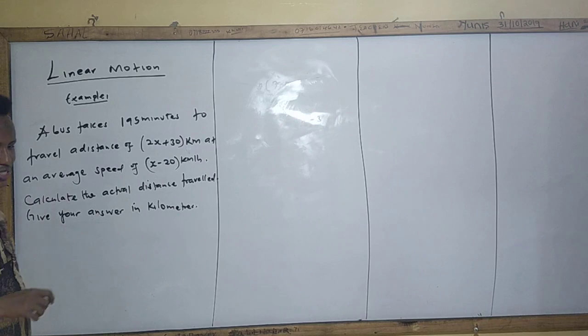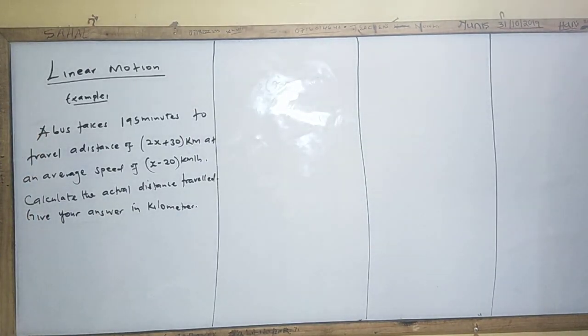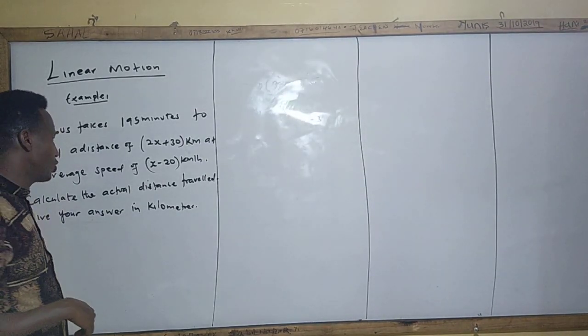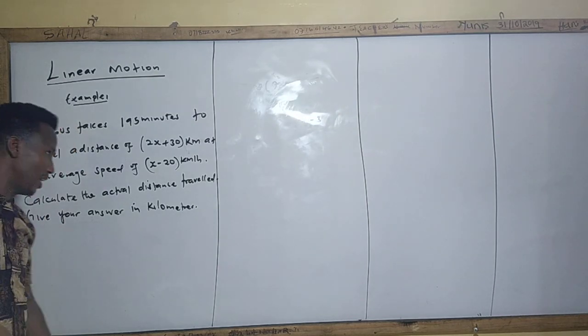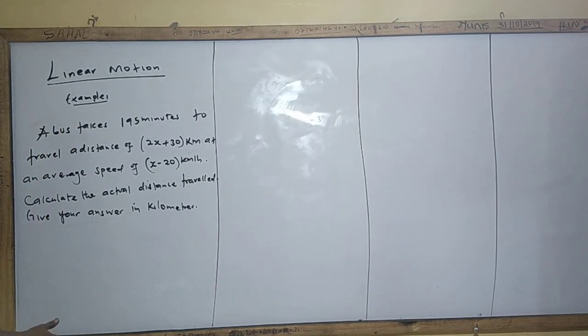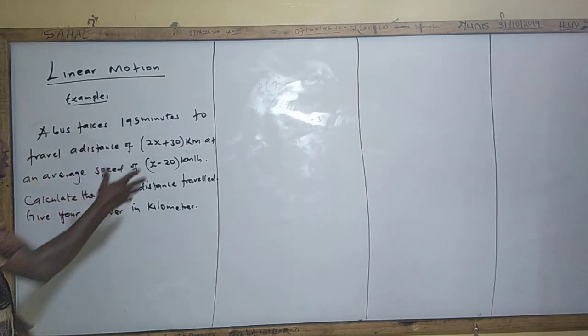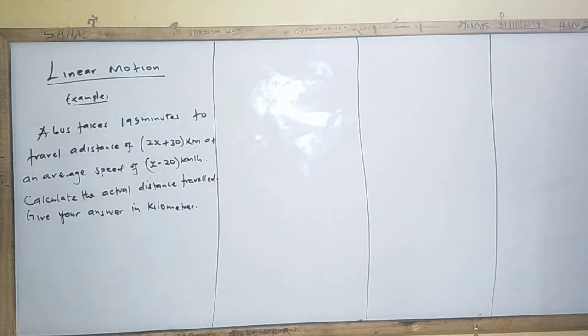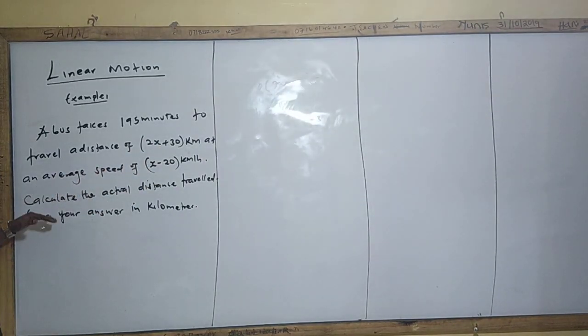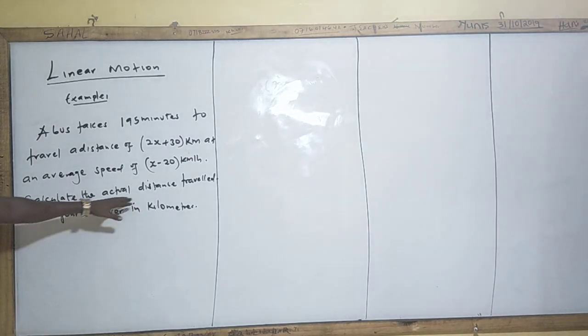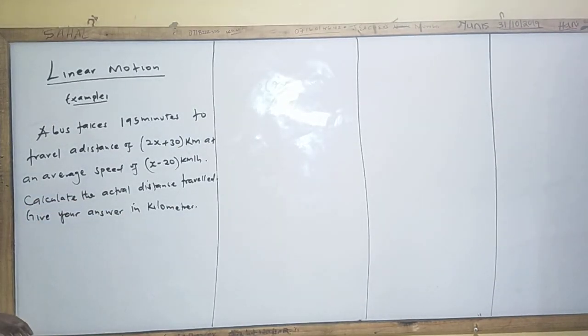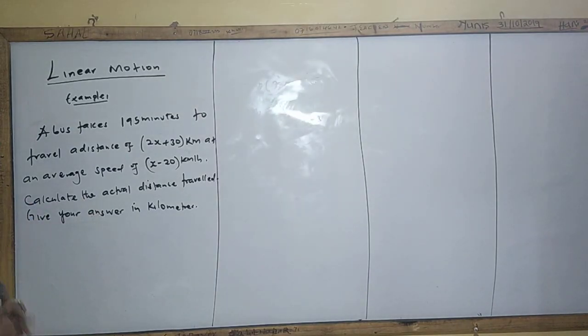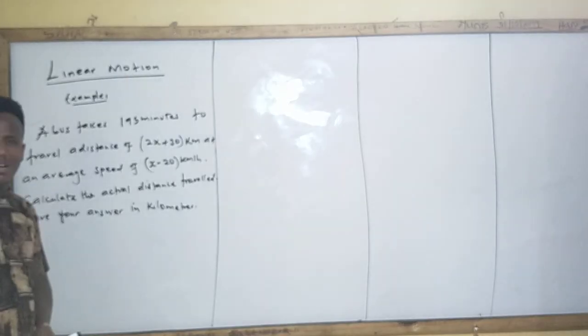And we know that time is equal to distance over speed, okay? You can also say distance is equal to speed times time. Now, the question here is, we don't have the actual distance and the actual speed, okay? Your turn. Calculate the actual distance traveled. Give your answer in kilometers. This is very easy. Welcome, by the way.